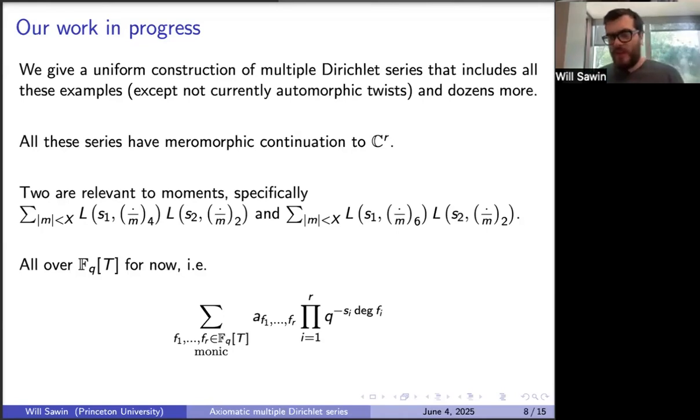These two specific examples are like glorified second moments of quadratic or fourth order characters. So hopefully, by multiple Dirichlet series, you should be able to get a better error term and maybe see some interesting secondary terms, which would be hard to see using the approximate functional equation. But yeah, I don't know.